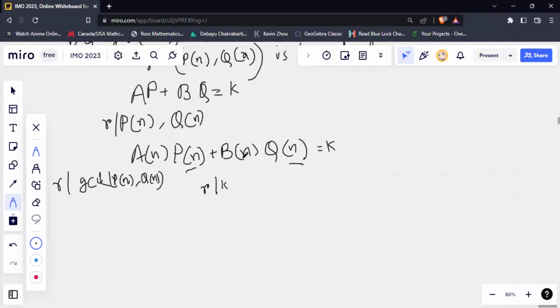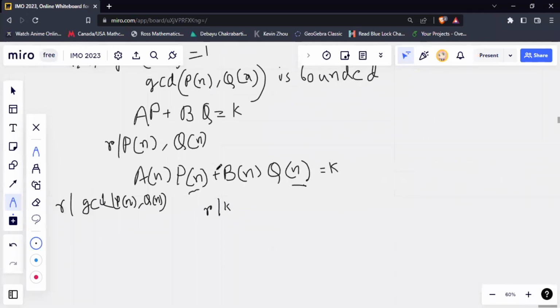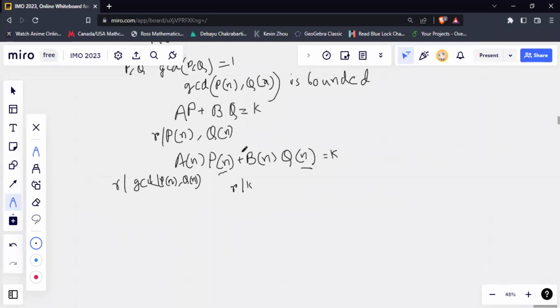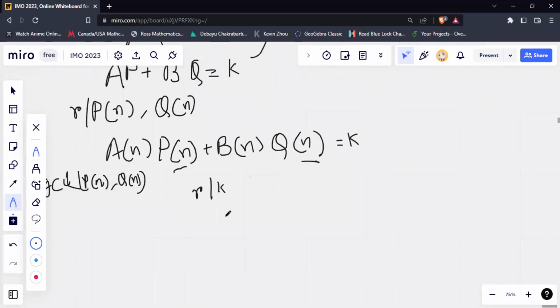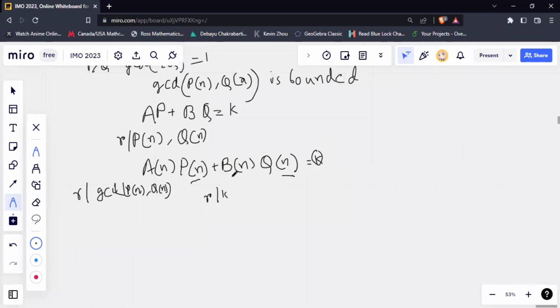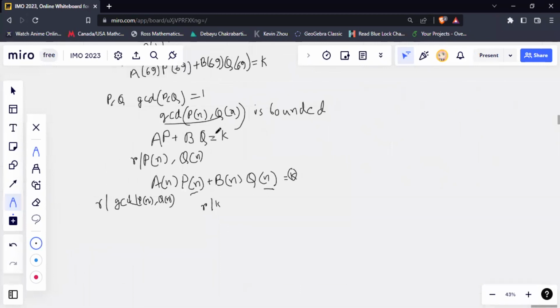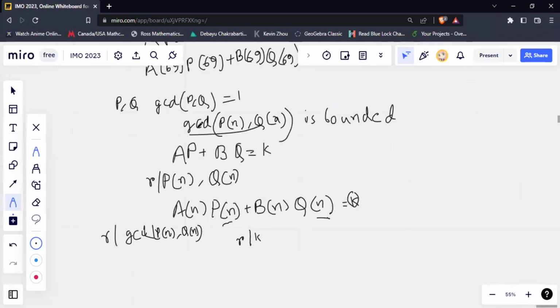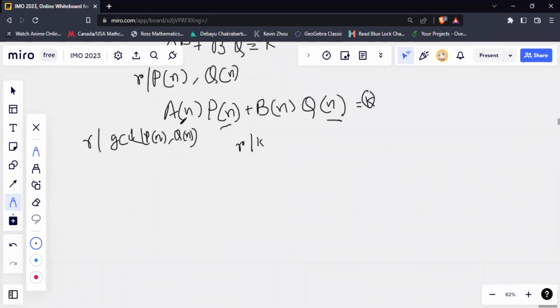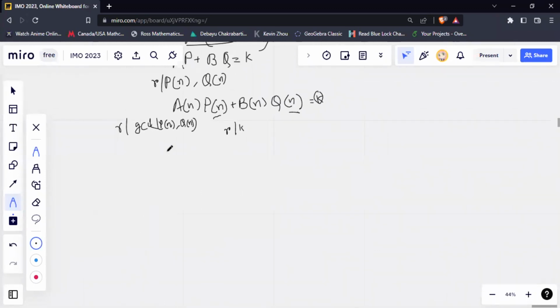So R divides this too. But if the GCD is unbounded, then R is unbounded as well. That means R can just grow bigger than K, as K is fixed, which is a contradiction. So the GCD must be bounded. This is super important. You should remember this. The proof is also super important. This size idea is really useful in a lot of problems.